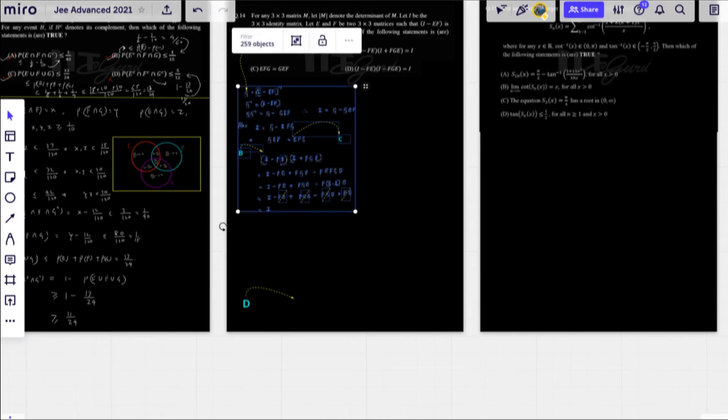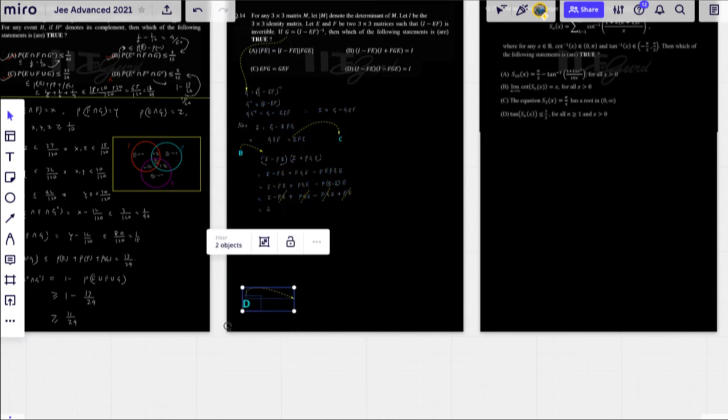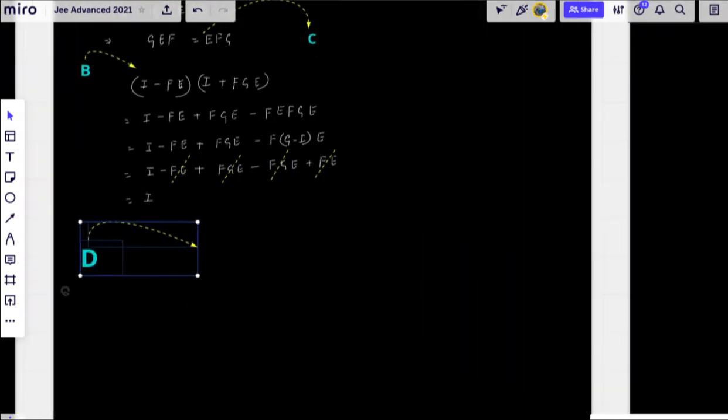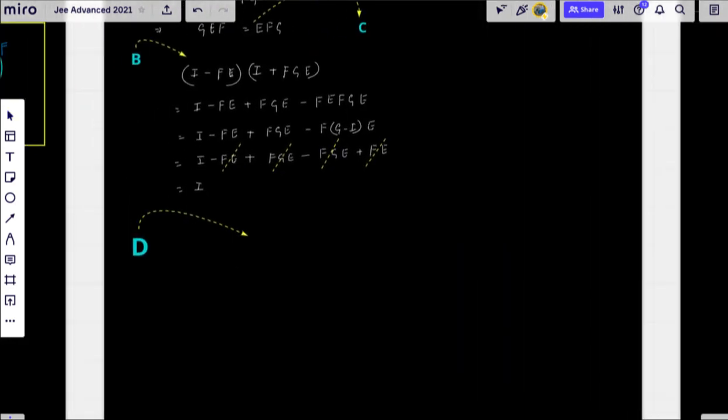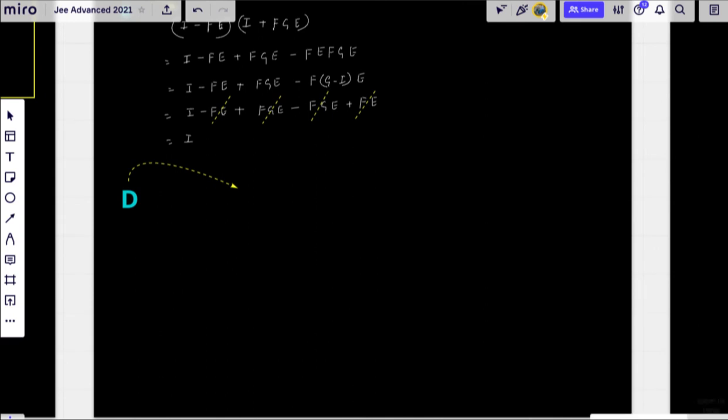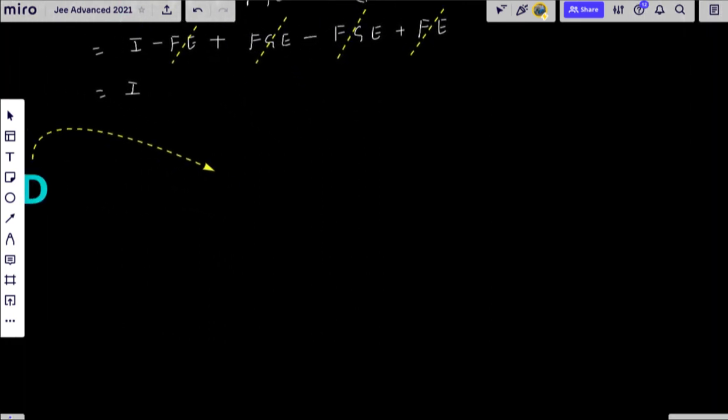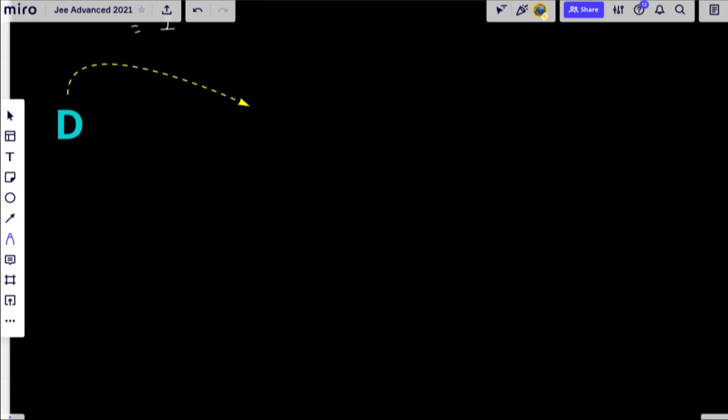See this all. And this part is D over here. So for D option, let's learn about D option. Okay, fine. So if we see for D option, as you know, that is mod of FE, means determinant of I minus FE.